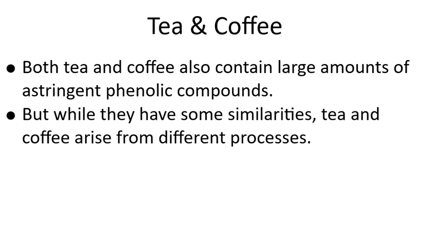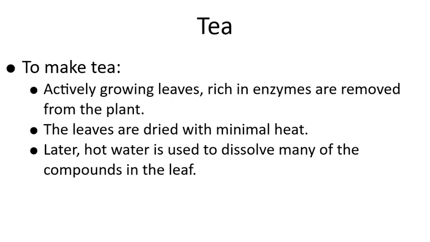Now, while tea and coffee have some similarities, they arise from different plants and different processes that we perform with those plants. To make tea, we take the actively growing leaves from the tea plant. Those young, actively growing leaves are rich in a wide variety of different enzymes, whereas a mature, that is no longer growing, leaf will be lacking in those enzymes. After being picked off the plant, those leaves are dried with a minimum of heat. We then let those leaves steep in hot water to allow many of the compounds in the leaf to dissolve into the water.